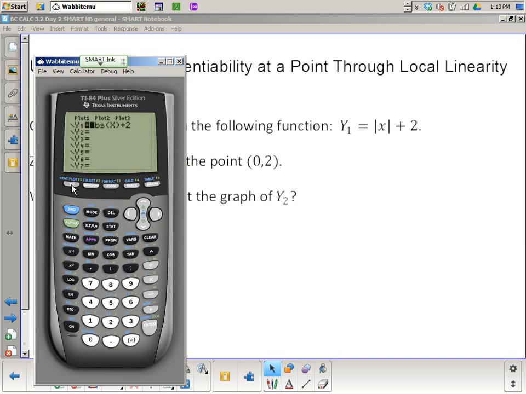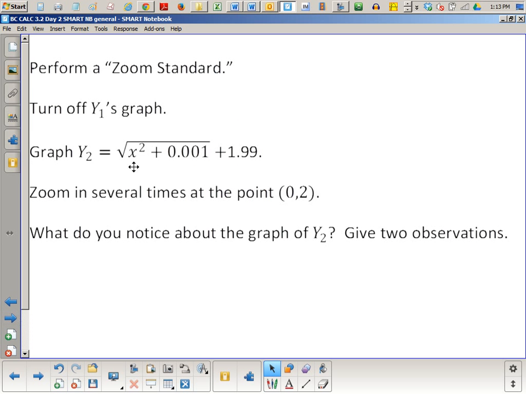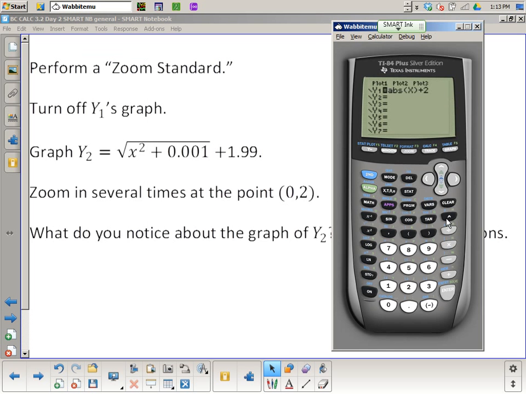And now we're going to go in and change the function. Okay? So the function now is the square root of x squared plus 0.001, plus 1.99. So I know it's awkward, but let's get that one up on the screen now. X squared plus 0.001 and then plus 1.99.